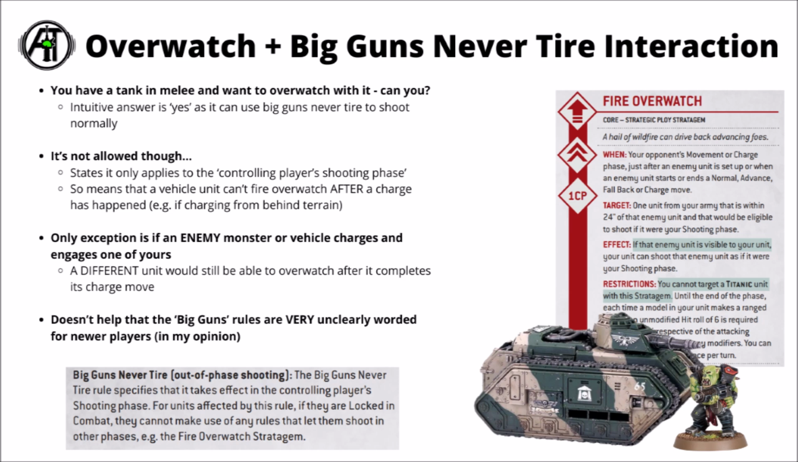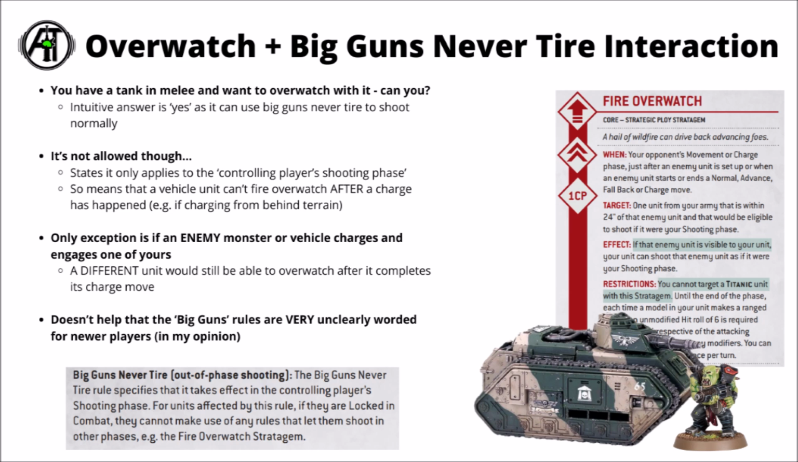Big Guns Never Tire really clearly states that it only applies during the controlling player's shooting phase, so really quite a specific rule there, and that also means that any other things that could allow you to fire out of sequence can't be used if you happen to be in melee. Say for example the Astra Militarum Leman Russ tank commander firing on death. Basically it means though that say if this Hellhound was in melee with this Ork boy, you wouldn't be able to fire Overwatch at some other Gretchin wandering by, even if it really wanted to do so.